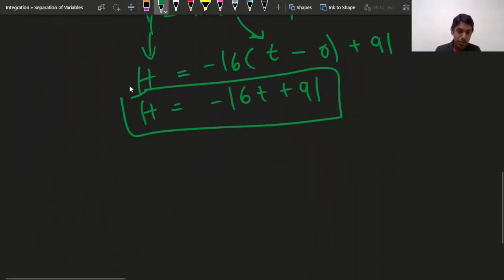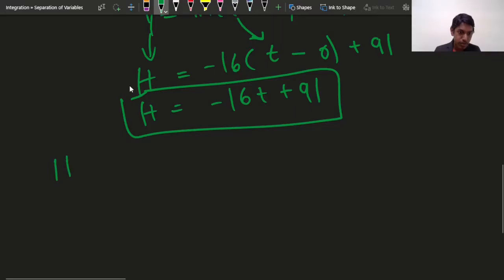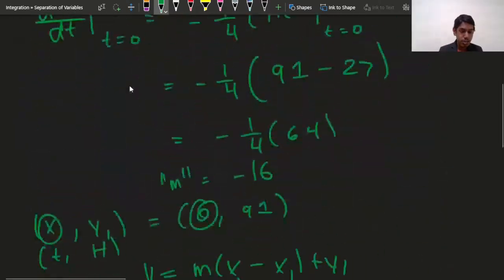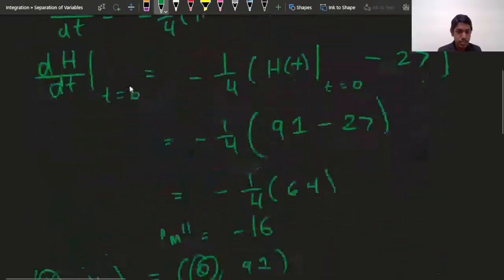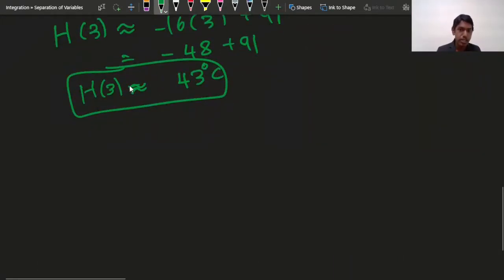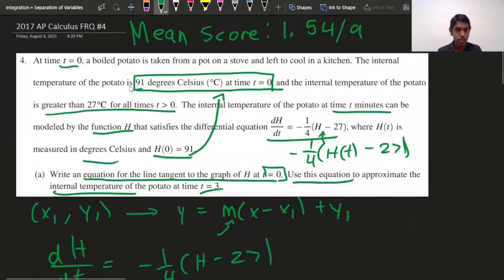Okay, so let's find h of 3. It's going to be approximately equal to minus 16 times 3 plus 91, right? So you just plug it in here. That's what they're asking you to do. So that should be minus 48 plus 91, and then that'll be 43. That's h of 3 is about 43. So there's our approximation, and remember we had to check for units. Because we're approximating an internal temperature, and their temperature is measured in degrees Celsius, so we have to write that. They'll dock points off if you don't write the units, so make sure that you do that.